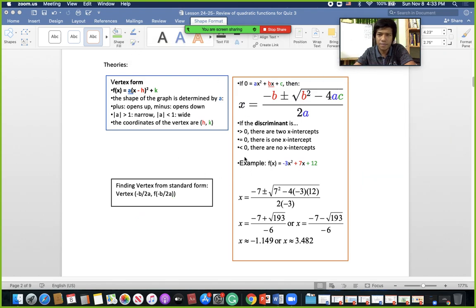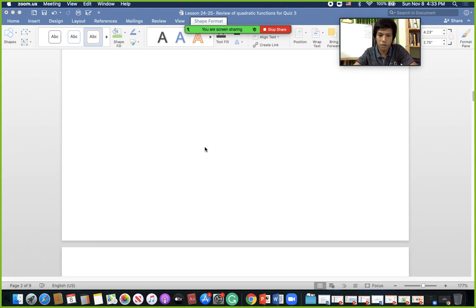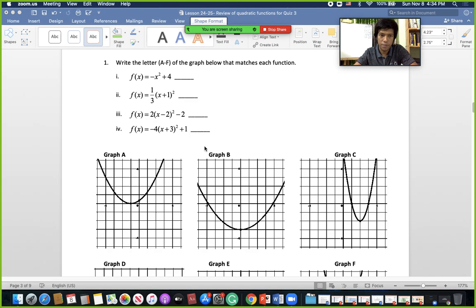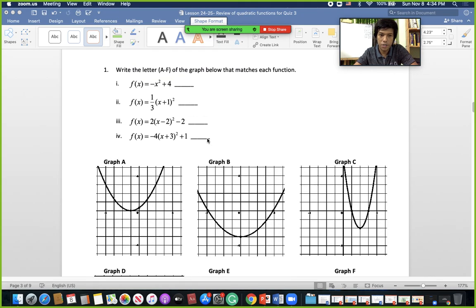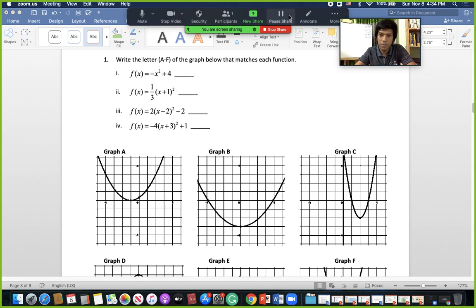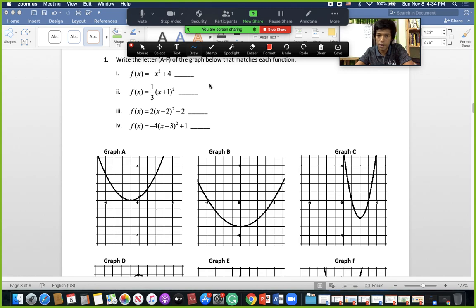So these are some theories related to quadratic functions, and now we will go to our first question. The first question is related to matching graphs and their functions. You have actually seen this kind of function in one of our classes, minus x squared plus 4. Suppose this is the function, then what will be the graph?